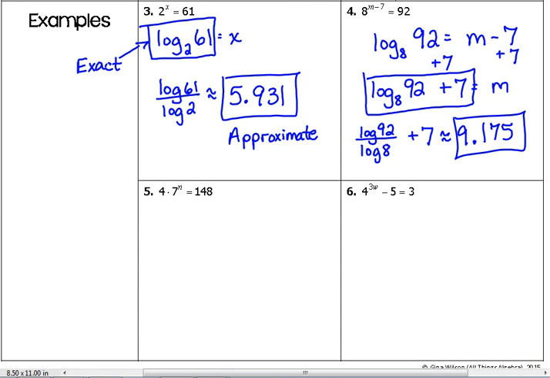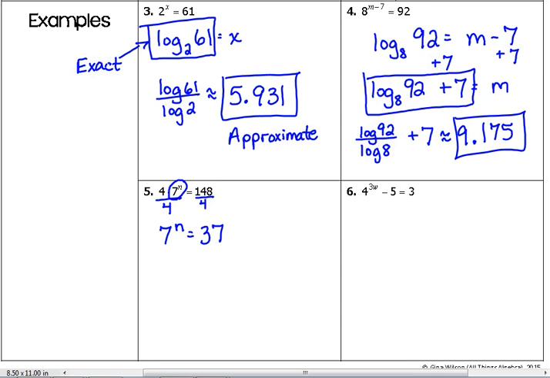The exponential expression 7 to the n is not by itself. It's being multiplied by 4, so we have to isolate it first. We have to get it by itself. So how do we move that 4? We divide, because we're multiplying, so the opposite of multiplying is dividing. So we've got 7 to the n is equal to, what does that give us? 37. Thank you.